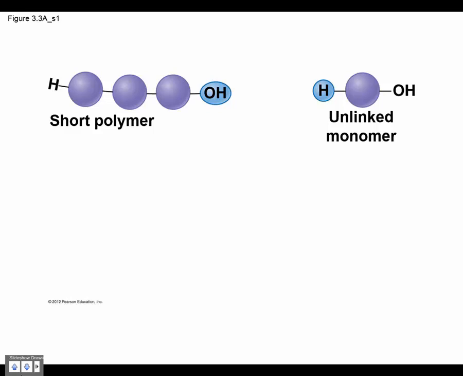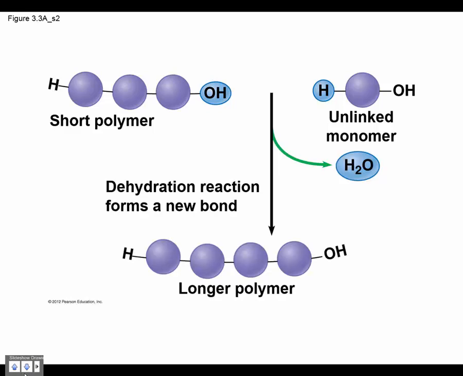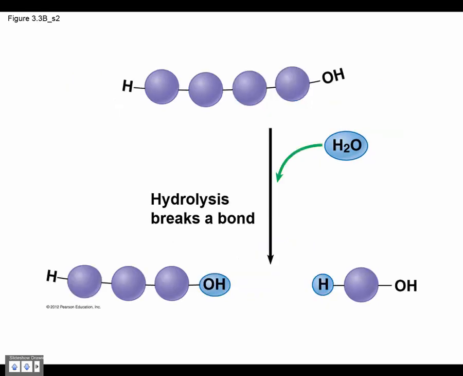So here's a short polymer. You notice hydrogen on one end, hydroxyl on the other, and then you have a monomer. What do we do to get those together? We remove the water. We take the hydrogen and oxygen from one, we pull it out, and boom, we have a longer polymer. And so what do we do to break it? We take that polymer and we add water, and it breaks it down.